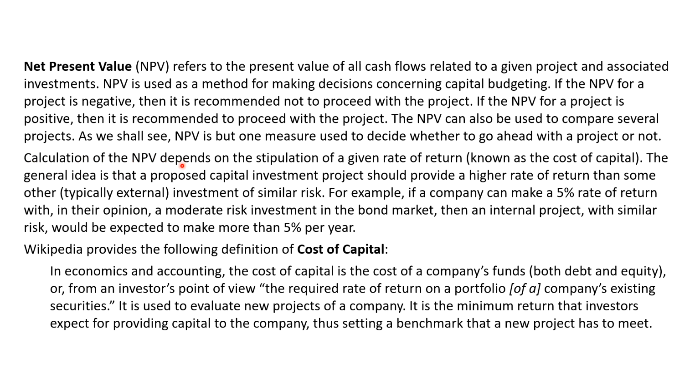Calculation of the NPV depends on the stipulation of a given rate of return known as the cost of capital. And I've defined cost of capital down here, I'll get to that in a second. The general idea is that a proposed capital investment project should provide a higher rate of return than some other, typically external, investment of similar risk. I have an example here. If a company can make a 5% rate of return with, in their opinion, a moderate risk investment in the bond market, then an internal project with similar risk would be expected to make more than 5% a year.